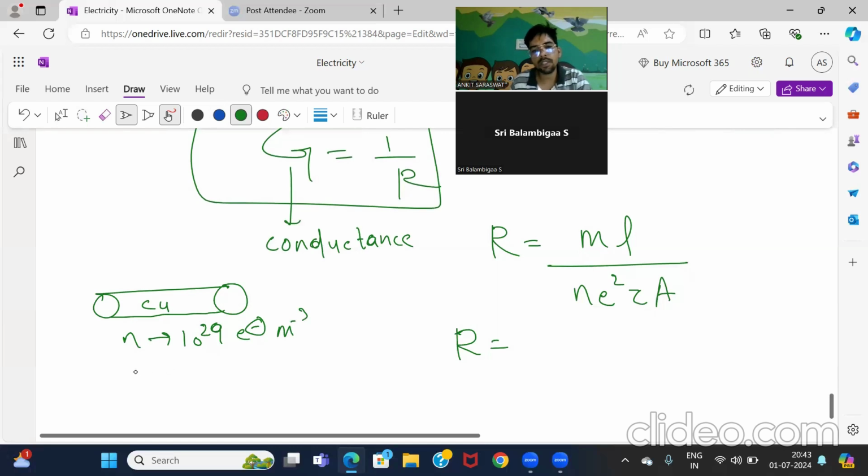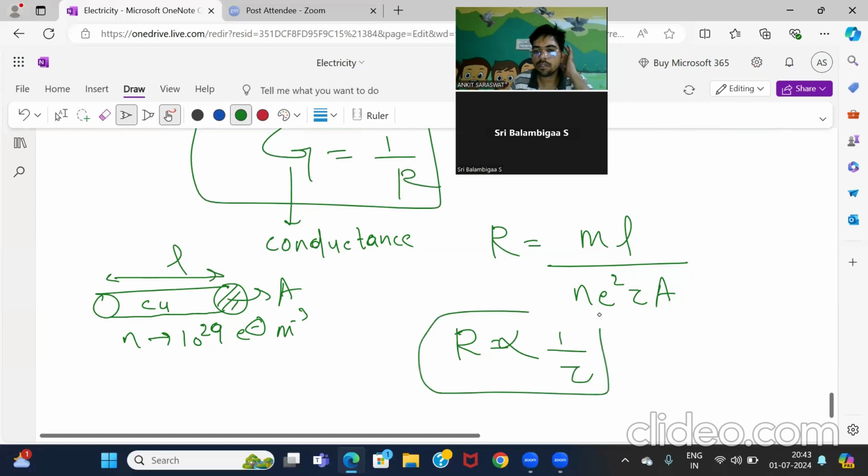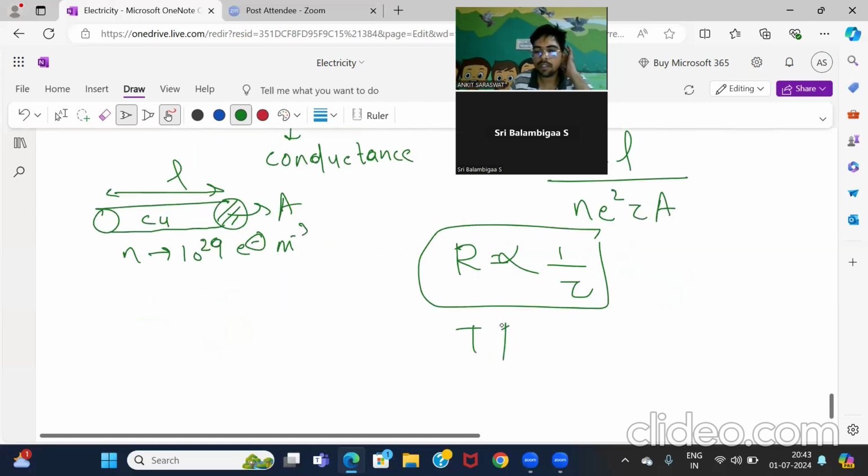Mass is also constant. Temperature is constant. Sorry, length is constant. Area is constant. Then can I say L is constant, A is constant, N is constant, E is constant, M is constant. So resistance is inversely proportional to tau. Then if I increase the temperature, tau decreases. If tau decreases, R increases.